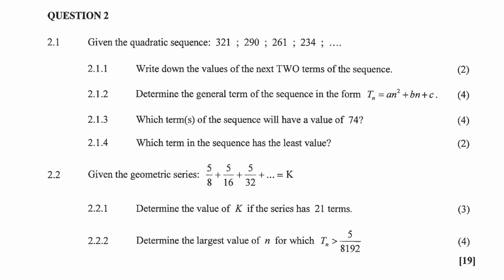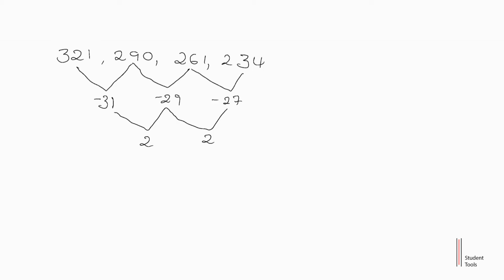2.1.2. Determine the general term of the sequence in the form of Tn is equal to an squared plus bn plus c. So we're told to determine the general term. What do they mean when they say determine the general term? They mean you have to find the equation which determines the sequence, whether you're going to get a 2, 3, 4 or 261 or whatsoever. So here we're told we have to determine the general term or the equation of the sequence in the form of Tn is equal to an squared plus bn plus c.